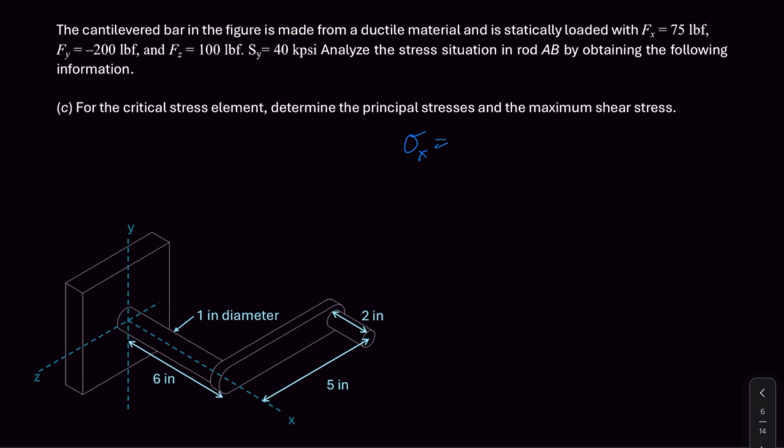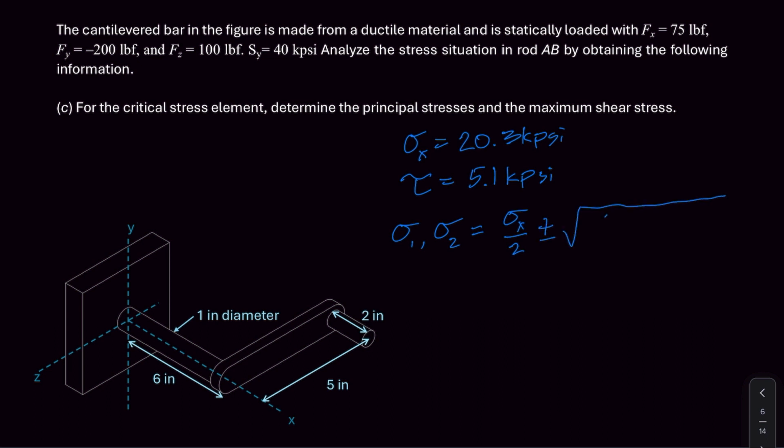So to calculate our principal stresses, we have our sigma x here. Our sigma x was equal to 20.3 kpsi, and our shear stress was equal to 5.09 or 5.1 kpsi. So now we can use the principal stress equation: sigma 1 and sigma 2 are equal to, in this case, just sigma x over 2 because we don't have a sigma y, plus or minus the square root of sigma x over 2, again because we don't have a sigma y, plus our shear stress squared.